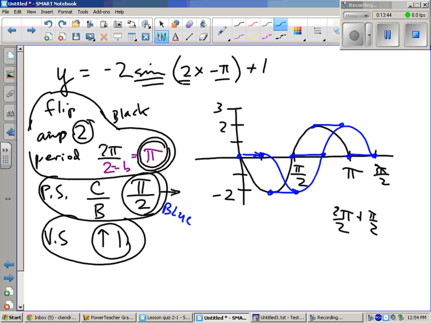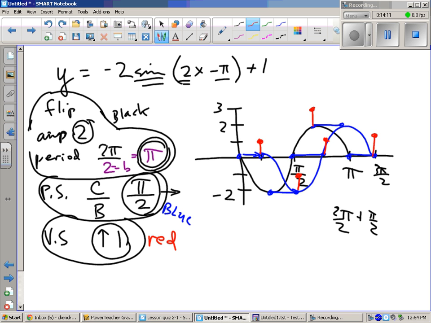Now our final graph is always going to be in red. So I'm going to take those blue dots that I just did on the blue graph and move them all up 1. All right. So I'm going to move this one up 1 to here, right there. This one goes up 1 to here. This one goes up to 3. This one goes up, and this one goes up.